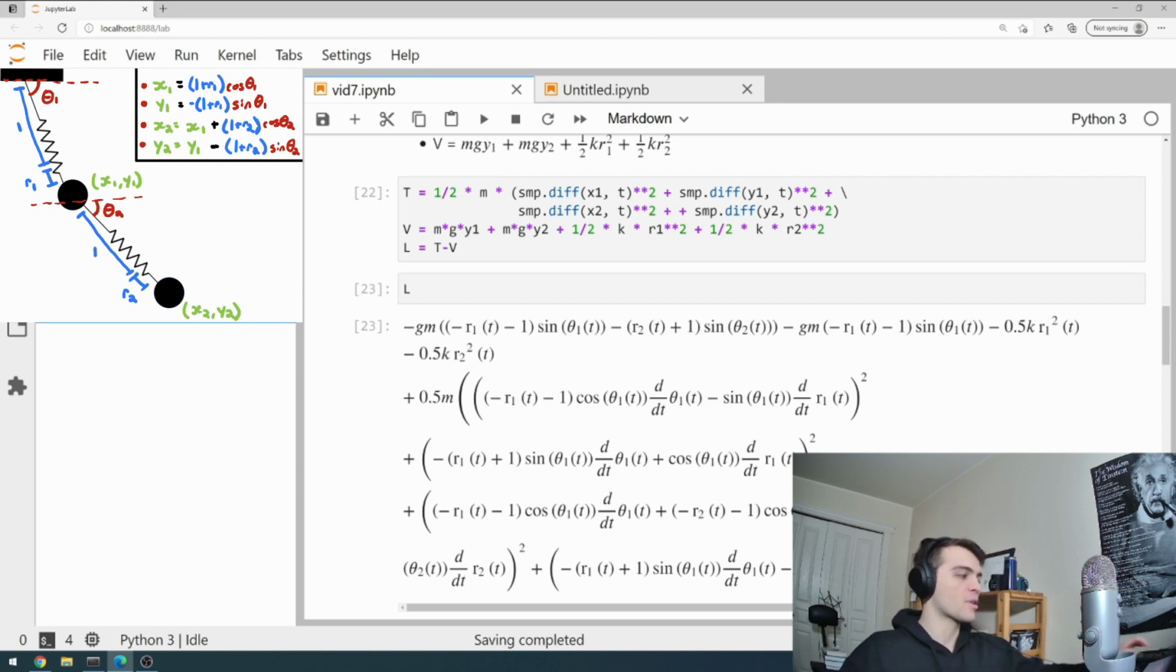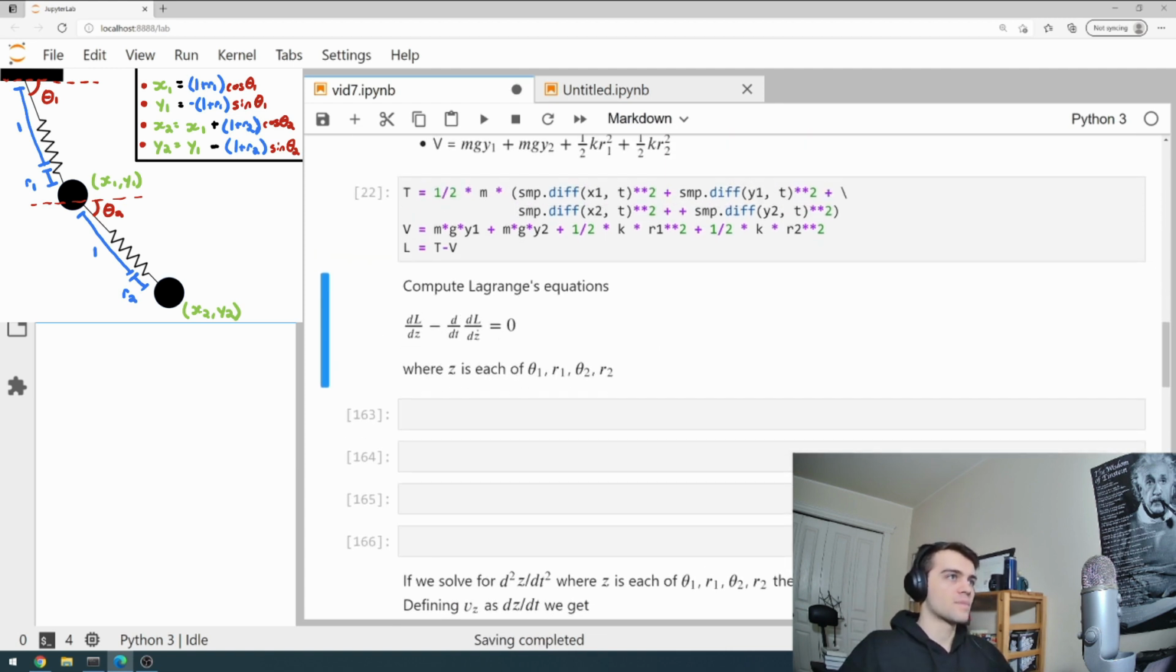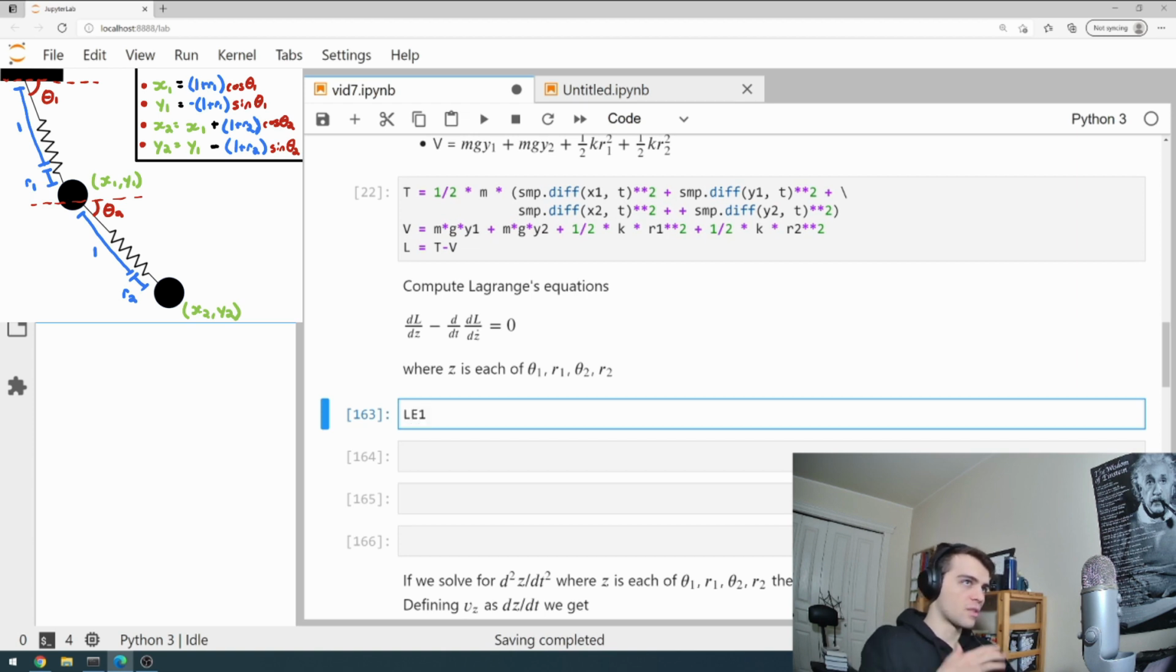So here's our Lagrangian. Now we're going to compute Lagrange's equations. There's going to be 4. Remember, there's a Lagrange equation for r1, for theta 1, for r2, and for theta 2. So let's do that. I'm going to call this LE1, the first Lagrange equation, and it's simp.diff, differentiating L with respect to theta 1 minus the derivative of L with respect to theta 1 dot, and then we're differentiating this with respect to time.